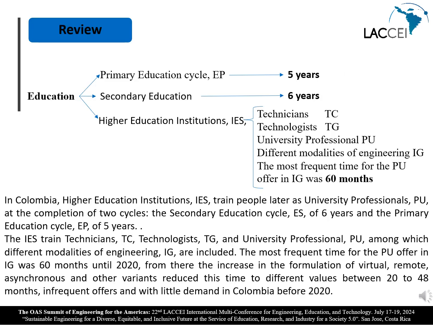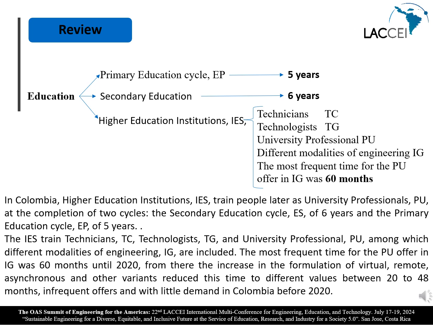Review. In this case, it is around education. First is the primary education cycle, EP, that is 5 years. Secondary education with 6 years. Higher education institution, IS, in this case is different. Technicians, TC, technologists, TGIT, university professional, PU, and different modalities of engineer, IGIT.